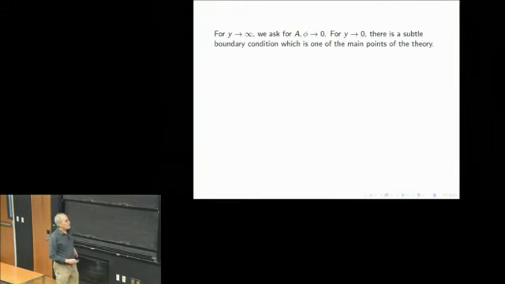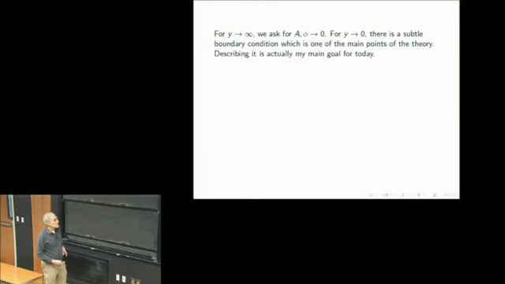But at y going to 0, there's a subtle boundary condition that's one of the main points of the theory. In fact, the reason that I'm not really going to tell you today why I think the story is true is that I wanted to have time to properly explain the boundary conditions, which there isn't time for if I give the other talk. So describing the boundary condition will be my main goal for today, though I will still spend about 15 minutes explaining what the boundary condition is used for.